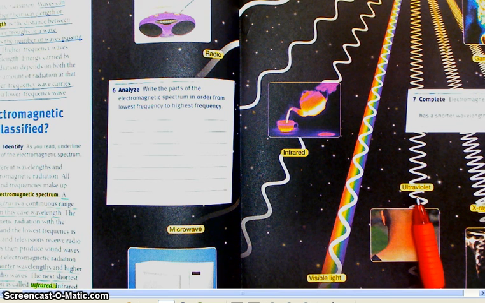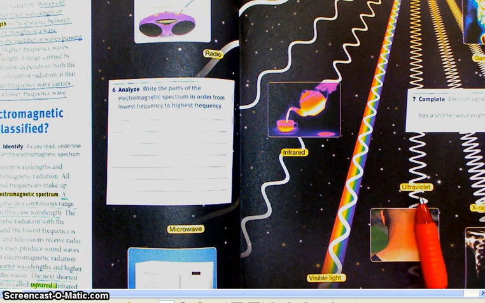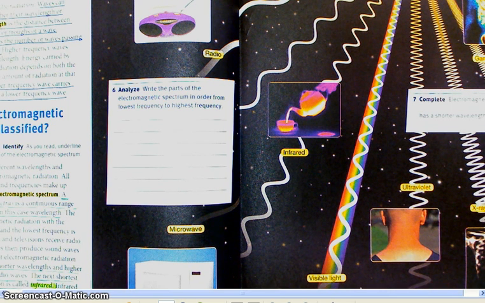Ultraviolet radiation is a form of electromagnetic radiation. We can't perceive ultraviolet radiation with our eyes, but if you've ever gotten a sunburn, you have felt the effects of that particular type of electromagnetic radiation.